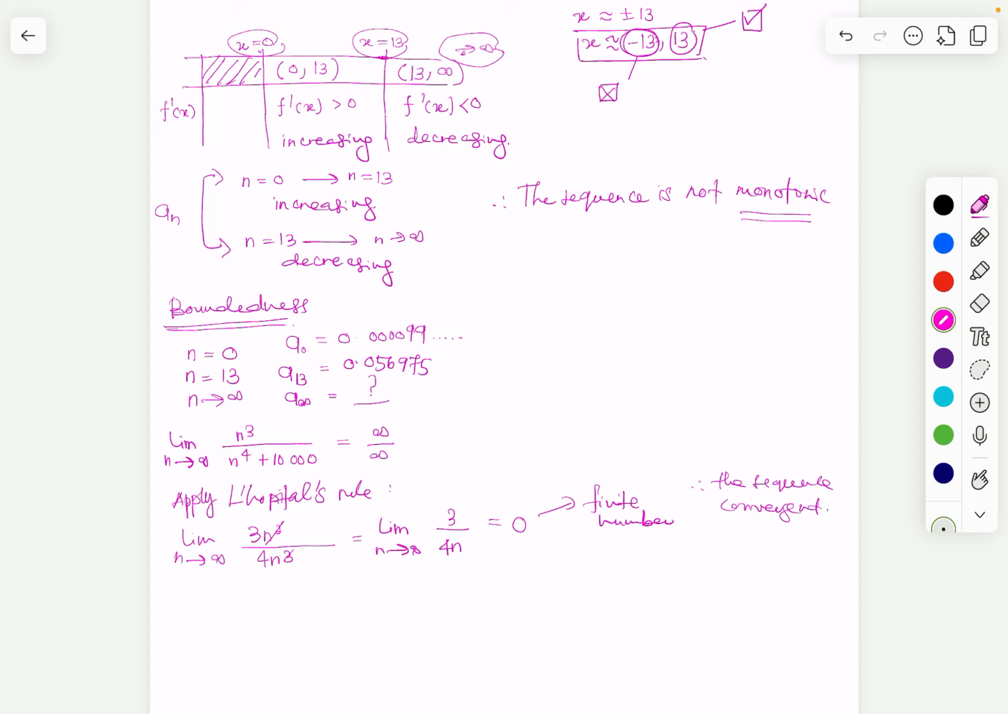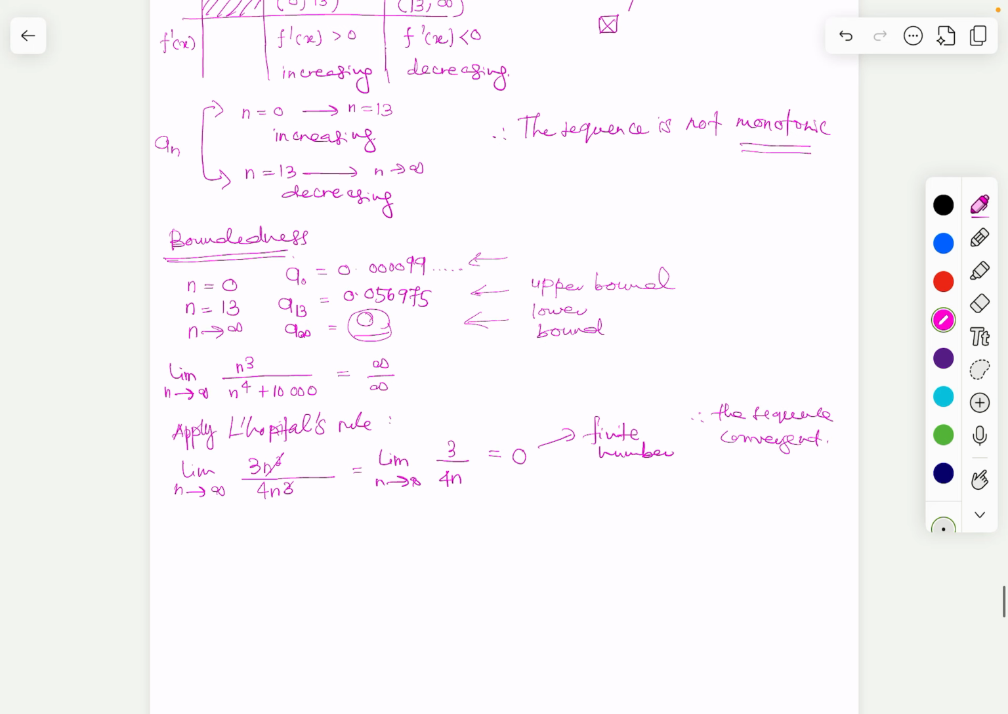Okay, we come back to find the boundedness. So a infinity, which is the limit, you get 0. Based on these three terms, which one is the smallest? Which one is the biggest? The smallest is 0, so this is the lower bound, meaning the sequence is bounded below by 0. And the biggest is 0.056975, so this is the upper bound. The sequence is bounded above by 0.056975. So you can conclude now.